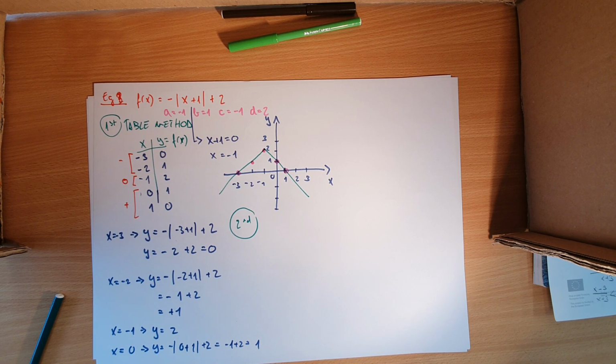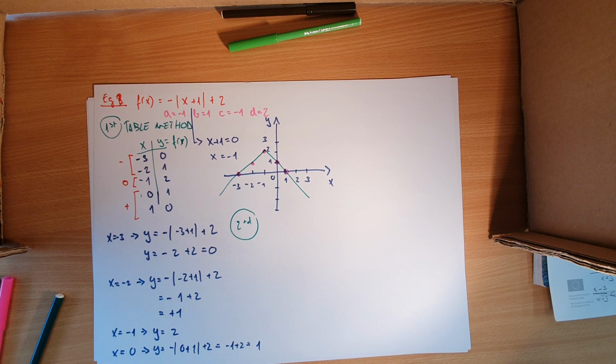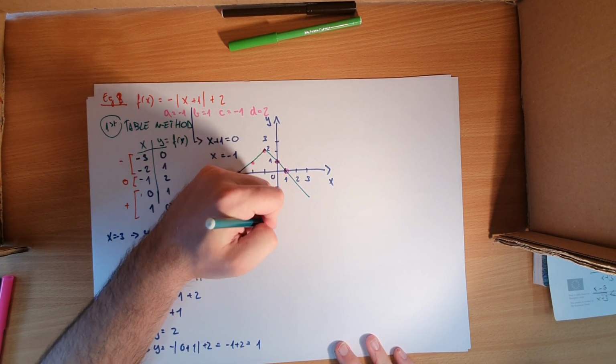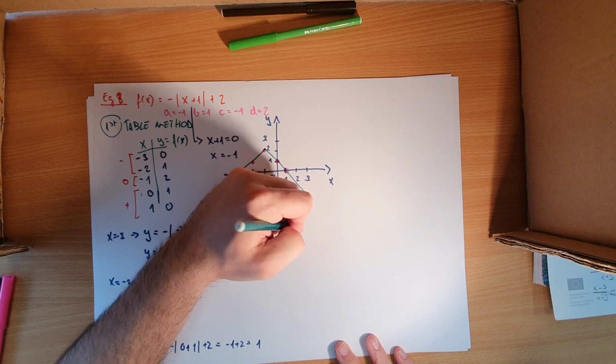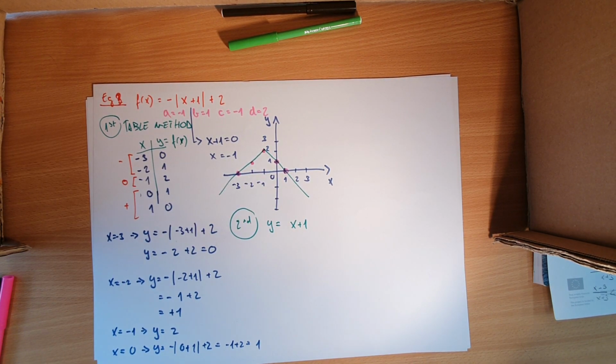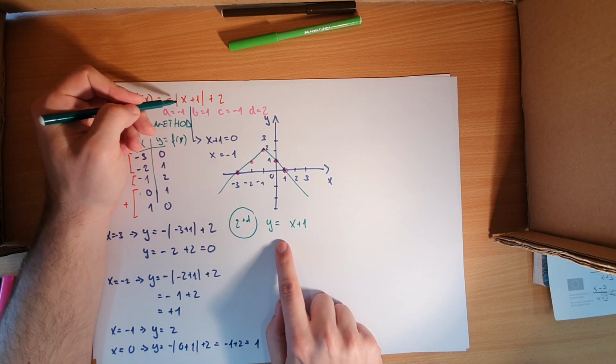Is there something with a minus? But this is up to you. Okay, let's go with the second method. Let's draw a line at the beginning. Okay, let's draw the line. Y equals x plus 1. So we are drawing x plus 1 at the beginning, which is basically everything that is inside of the absolute value.